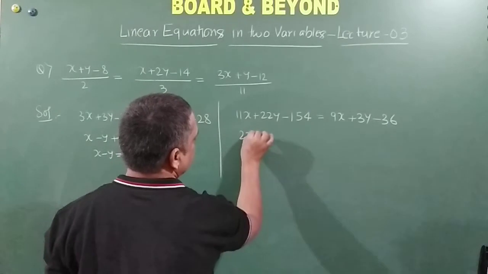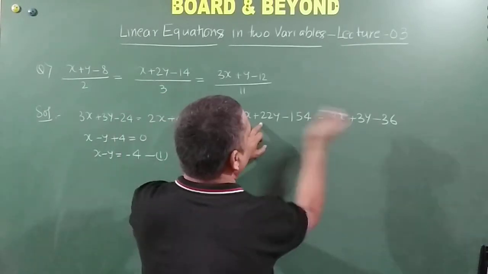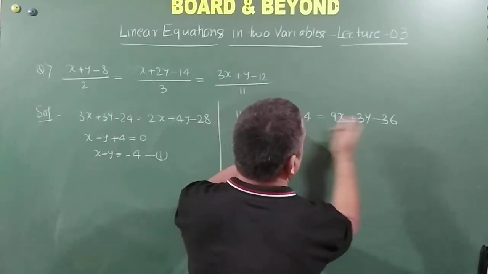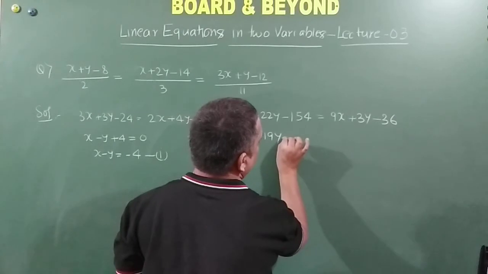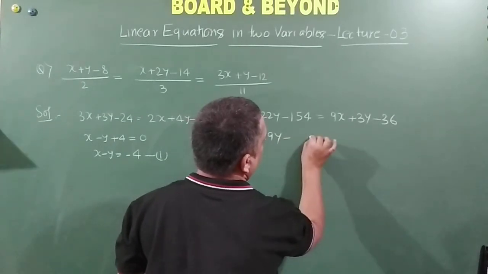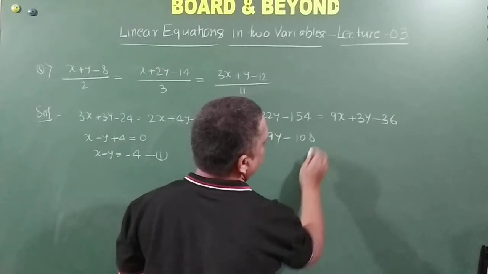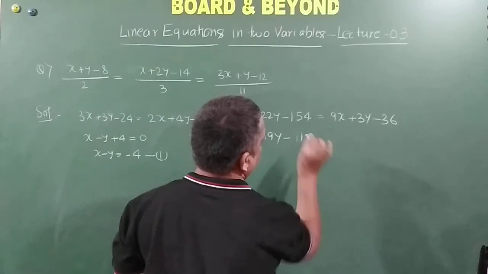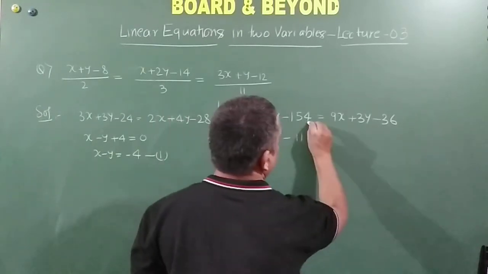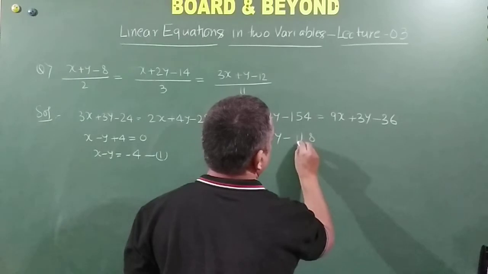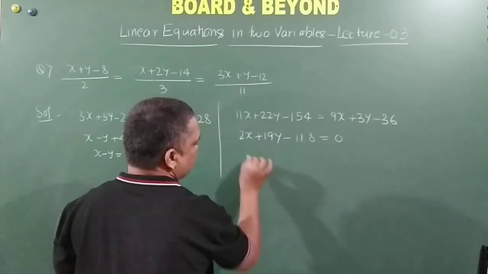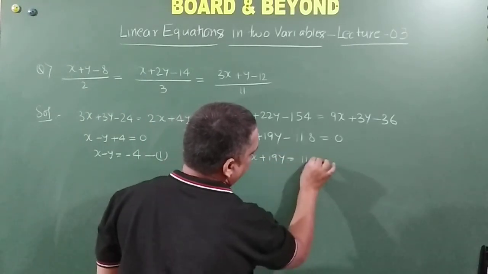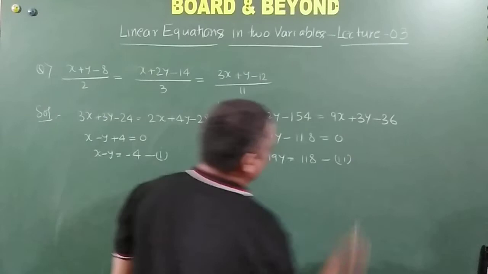So this becomes 2x, right? And this is 22 minus 3, that is equal to plus 19y, right? And this is minus 154 plus 36. So this becomes how much? Minus 118, right? Is equal to 0, right, friends? So this is nothing but 2x plus 19y is equal to 118. This is my equation number 2, right?